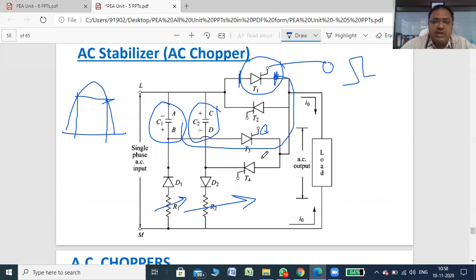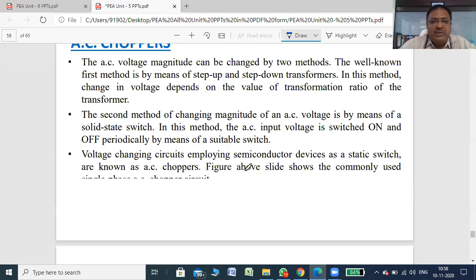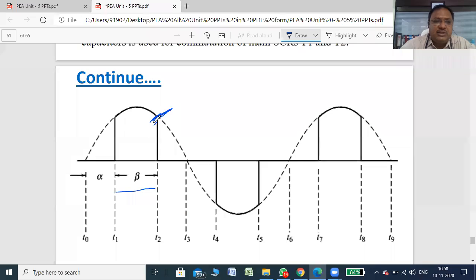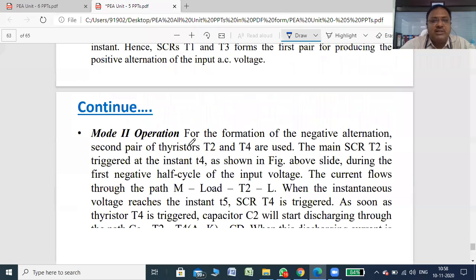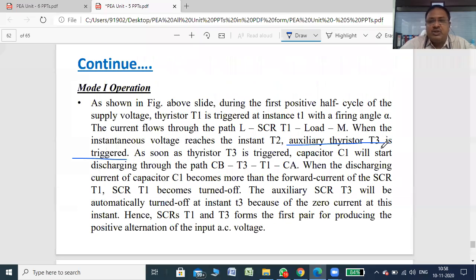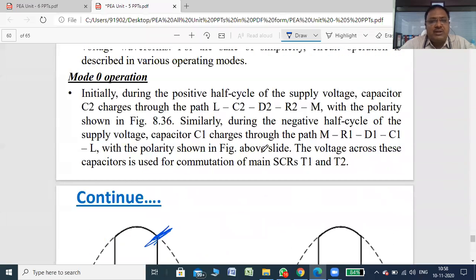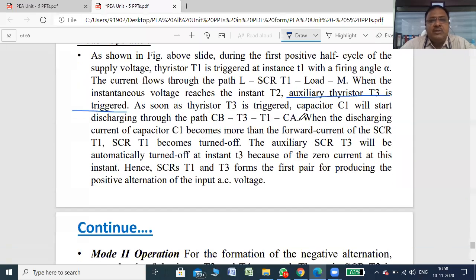So this auxiliary SCR turns on at time instant T2. At this instant, the auxiliary SCR T3 turns on. As T3 turns on, the capacitor starts to discharge. See here, as soon as T3 is triggered, capacitor C1 starts discharging through the path CB, T3, T1 and CA.